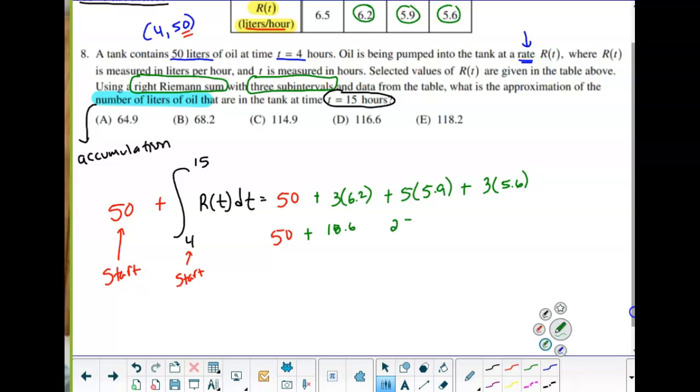5 times 5 is 25. 5 times 9 is 45, but there's 1 decimal spot. So think of that as really 29.5. And then here we got 3 times 5 is 15. 3 times 0.6 is 1.8. So that'll be 16.8. Then we just have to add all that together.